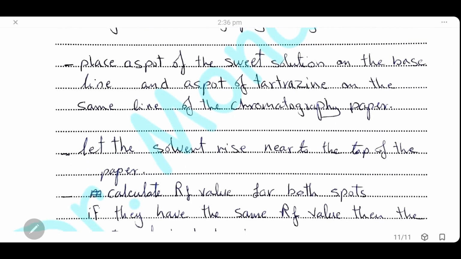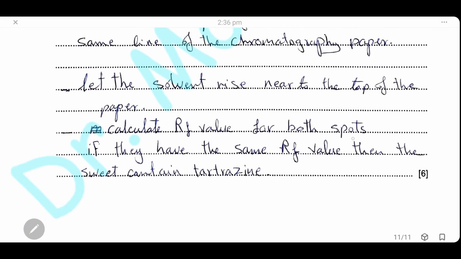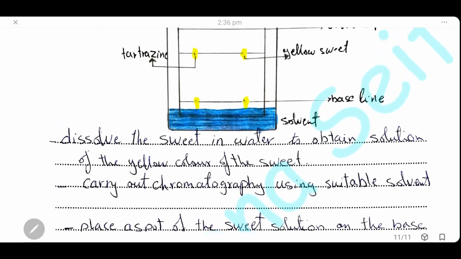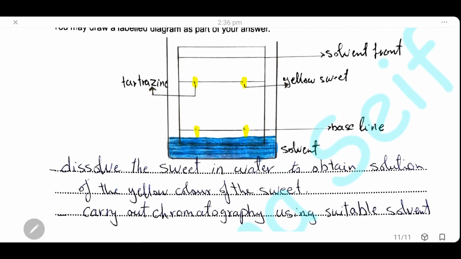We will measure the Rf value for both spots. If they have the same Rf value, the sweet contains the same food coloring, which is tartrazine. The Rf value should be measured from the paper: the distance moved by the spot divided by the distance traveled by the solvent. If both spots have the same Rf value, the yellow sweet contains tartrazine.